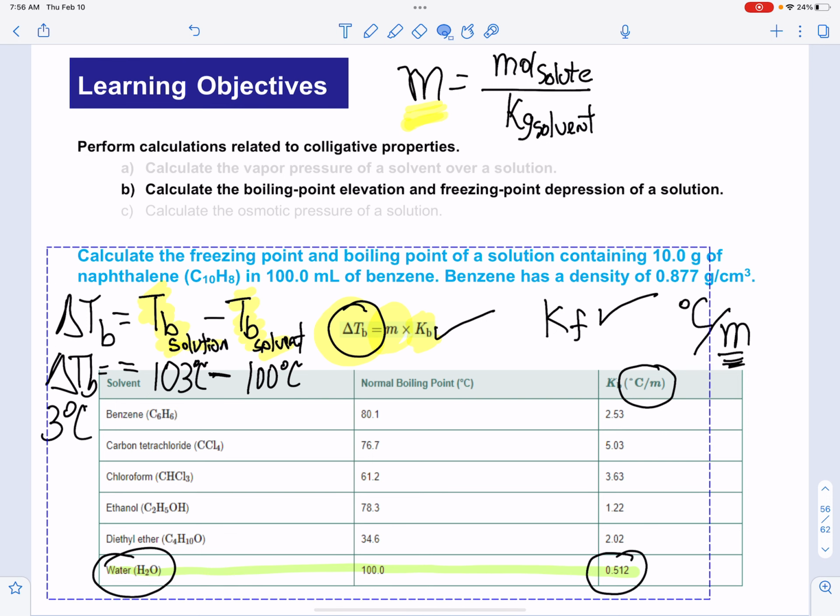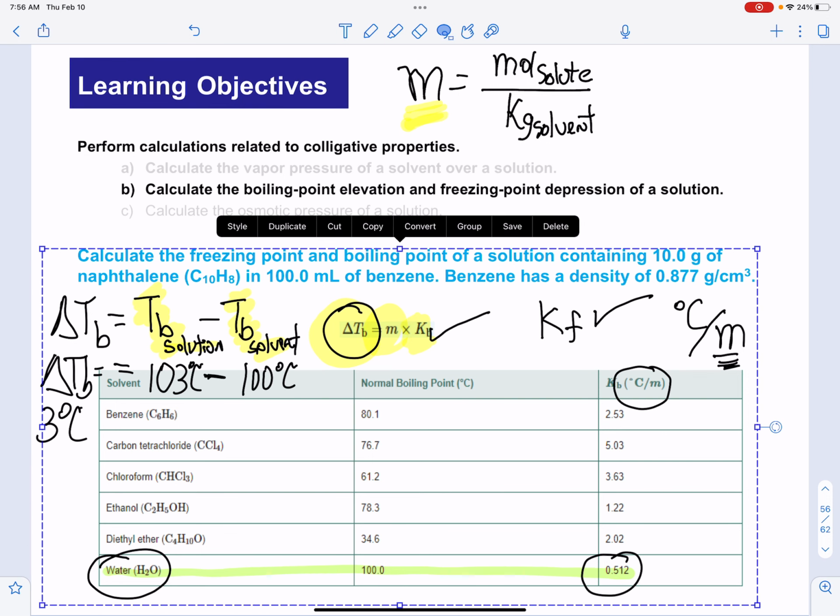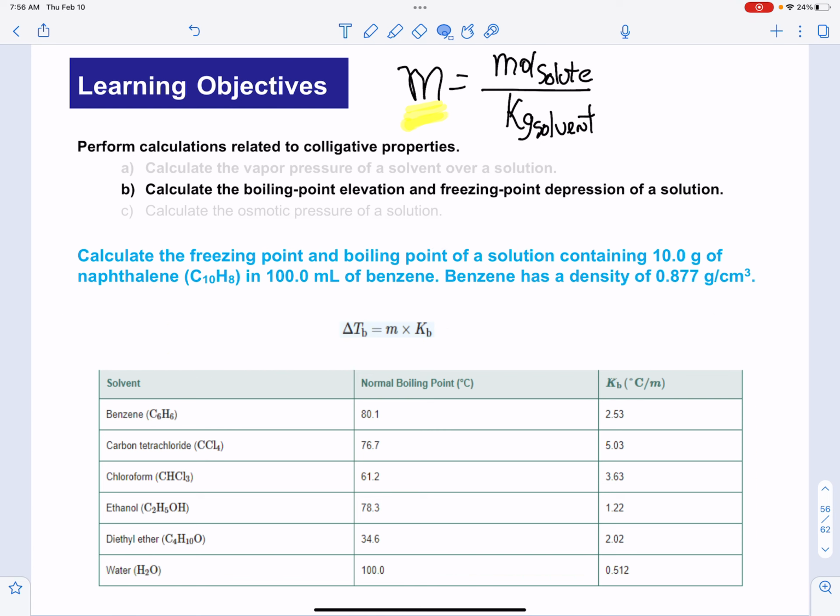And the same logic applies for the freezing point depression. Freezing point depression is going to be the change in the temperature of freezing equals the molality times the K, not the KB, but the KF. So you're going to need another table.